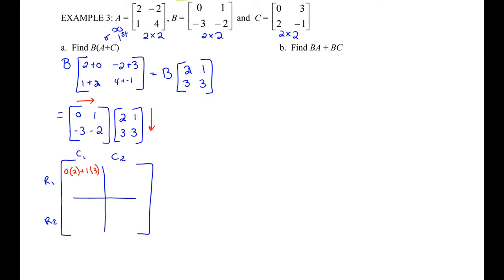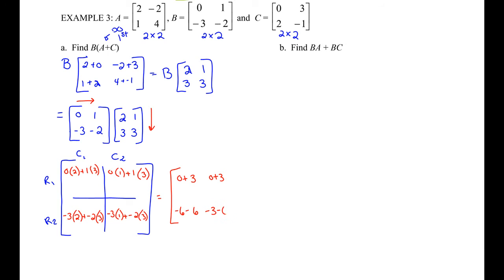Row 1, column 2 is 0 times 1 plus 1 times 3. Row 2, column 1 is -3 times 2 plus -2 times 3. And row 2, column 2 is -3 times 1 plus -2 times 3. So if I look at simplifying inside the matrix, I get 0 plus 3 in the first entry, 0 plus 3 in the second entry, -6 minus 6 in the third entry, the bottom left, and in the bottom right I get -3 minus 6.